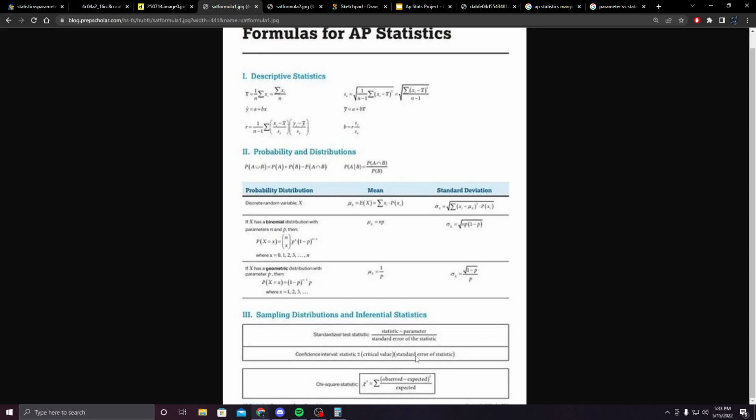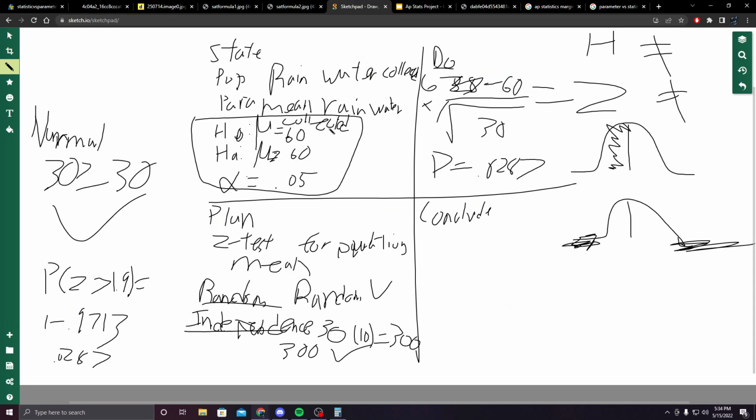The wording for confidence intervals is with whatever percent confidence. We'll just say 95% confidence, we believe the true parameter of interest, which is mean rainwater collected for rainforest water, is between the lower value and the higher value.